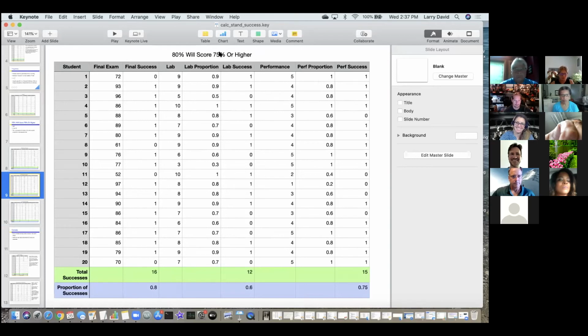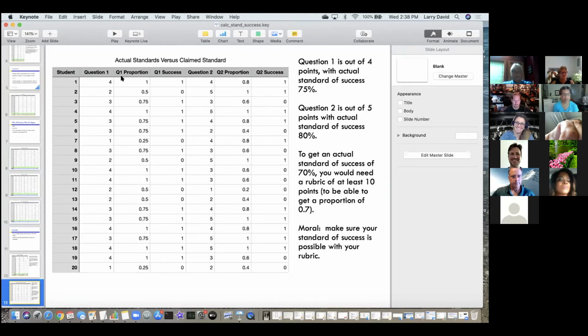You're using a standard, you're trying to measure something that cannot be, by design, this size, if you will. You cannot get this score. Here are 2 questions, question 1 and question 2, again, hypothetical questions for 20 different students. This is a 4-point rubric, so you could get anywhere between 0 and 4 points on this question. So this is the proportion for these students, and then this is their success rate. Question 2 is out of a 5-point rubric. And this is a proportion, and this is their success rate.